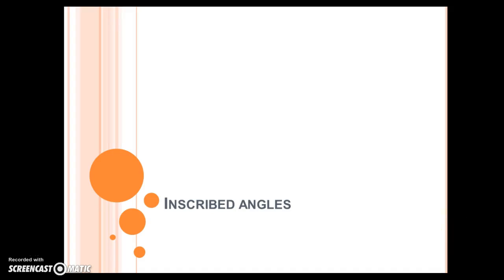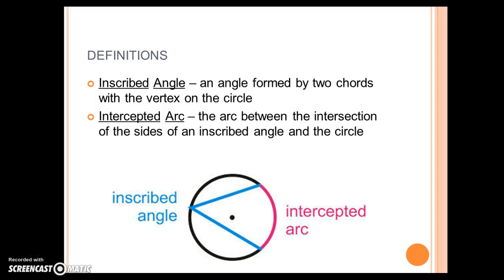Today we're going to talk about inscribed angles of circles. Now an inscribed angle is an angle formed by two chords with the vertex on the circle, shown in light blue. The intercepted arc, which will be important for our theorem, is the arc between the intersection of the sides of the inscribed angle, shown in pink.